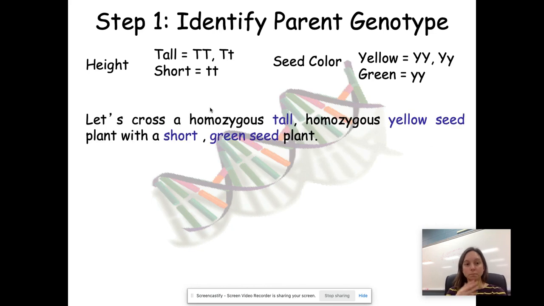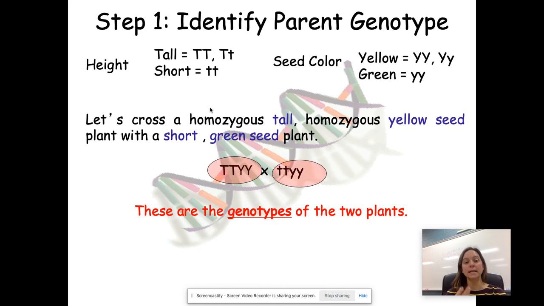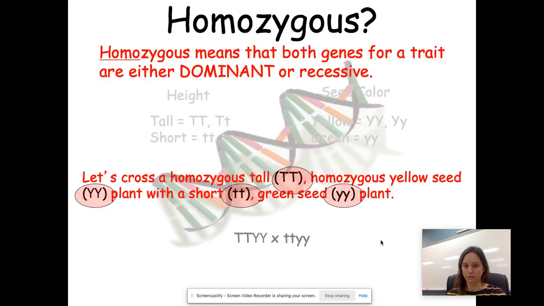We're now needing to find out what the parent genotype is based on the phenotype. So I have homozygous tall, capital T, capital T, capital Y, capital Y, with all lowercase for the short and green. And that's based on using this information up here. So this would be the genotypes of the two parents.